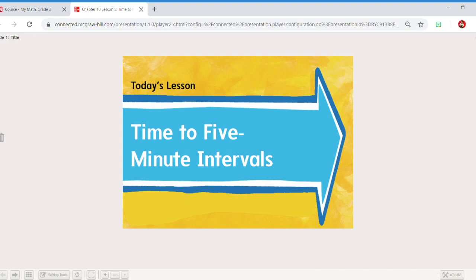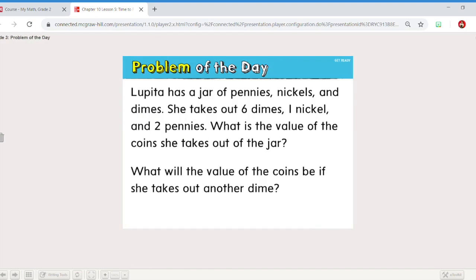We're going to dive into that, but first let's warm up our brain with the problem of the day, which brings us back to coins. It's a little review here. And because it's a word problem, we're going to get our tool out so we can underline or highlight that important information.